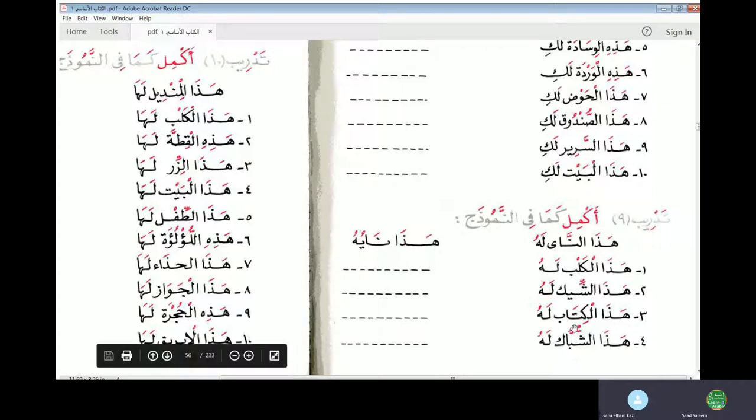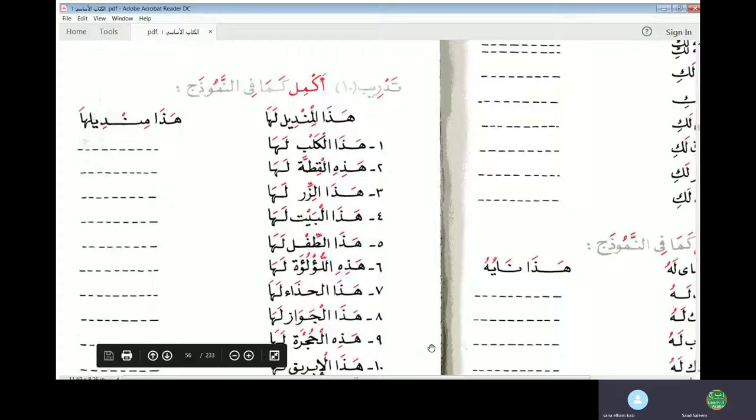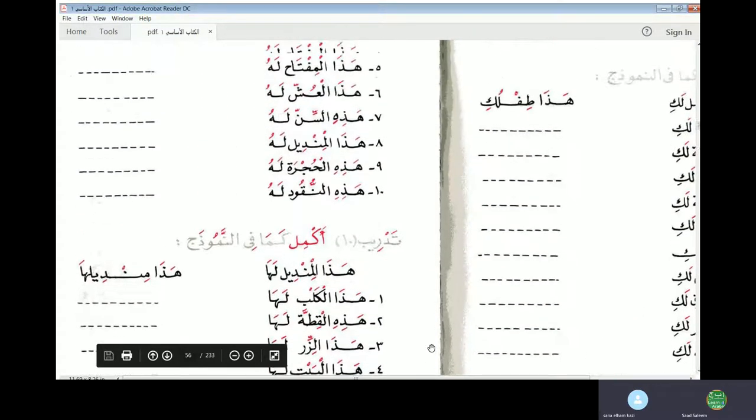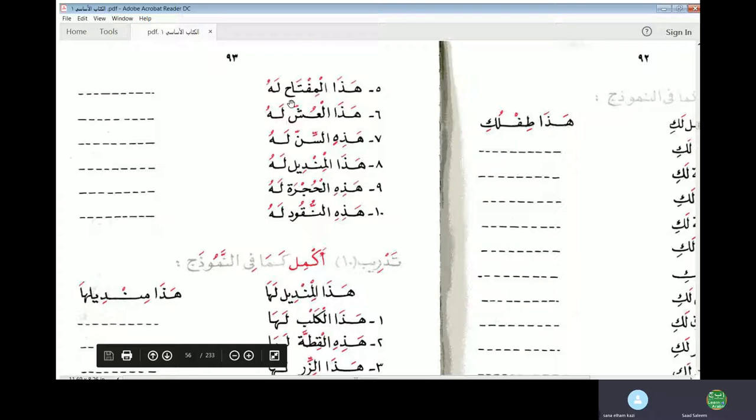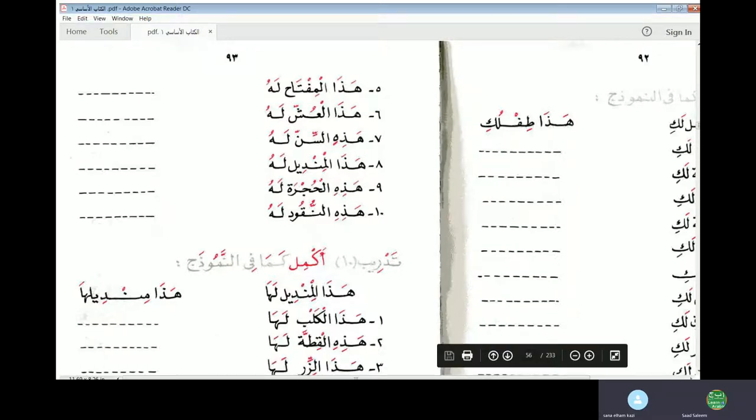هذا الكتاب له. This book belongs to him. هذا كتابه. This is his book. هذا الشباك له. Window. This window belongs to him. هذا شباكه. This is his window. هذا المفتاح له. This key belongs to him. هذا مفتاحه. This is his key.